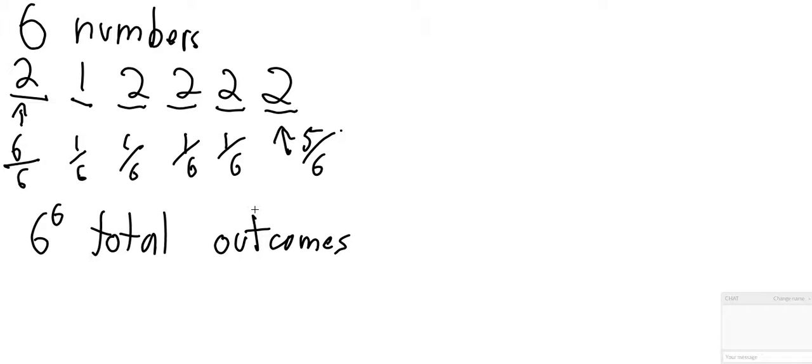So, for example, I could have a 2, a 1, a 2, a 2, a 2, and a 2. Right? Yeah. And then I could have a 2, a 2, a 1, a 2, a 2, a 2. Right? Yeah. Okay. So yeah, I don't think it's 30 over 6 to the 6. I think the probability is higher.